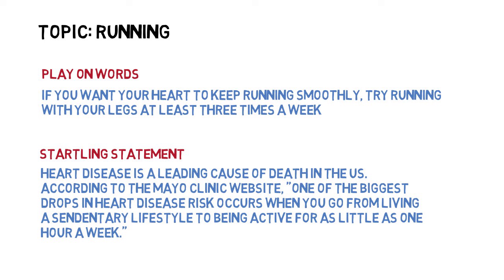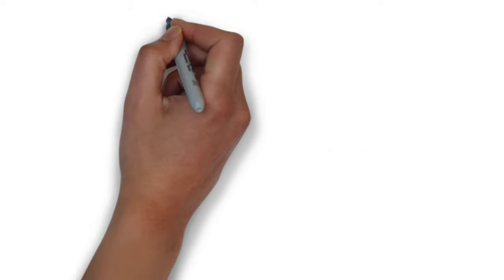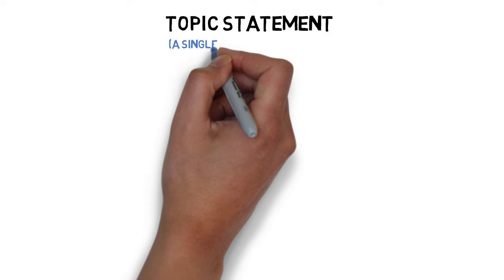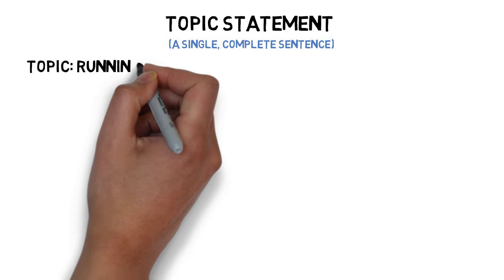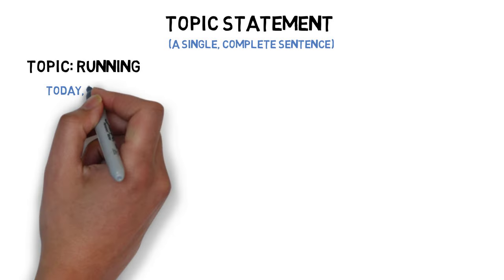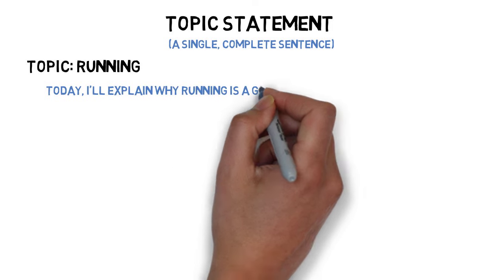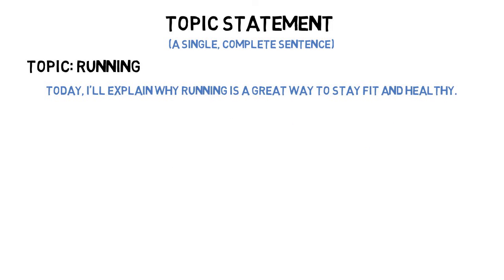Once you've gained the attention of the audience, the next step is to reveal the topic of the speech. This component, the topic statement, is usually shorter than the attention-gaining device. Generally, a topic statement is completed in a single, complete sentence. A topic statement for a speech on running might sound like this. Today, I'll explain why running is a great way to stay fit and healthy.